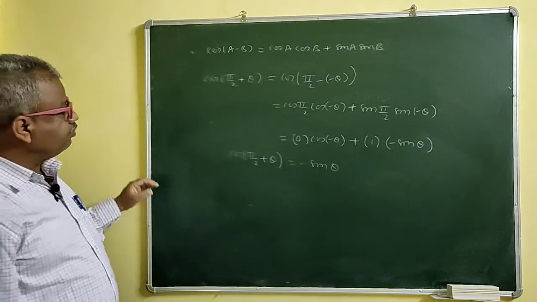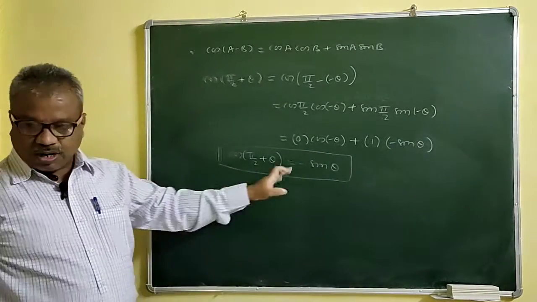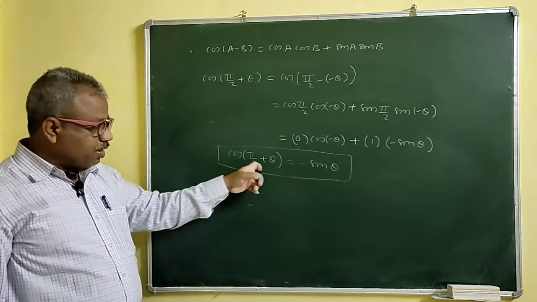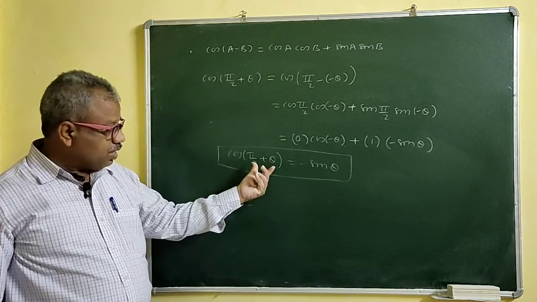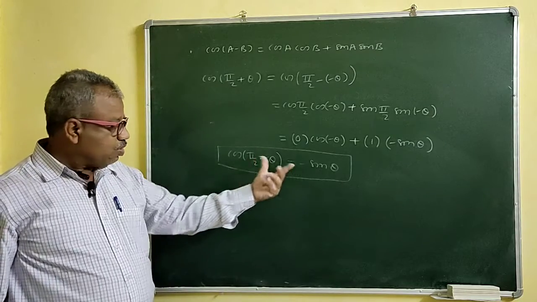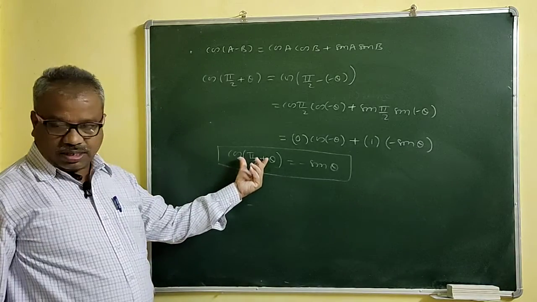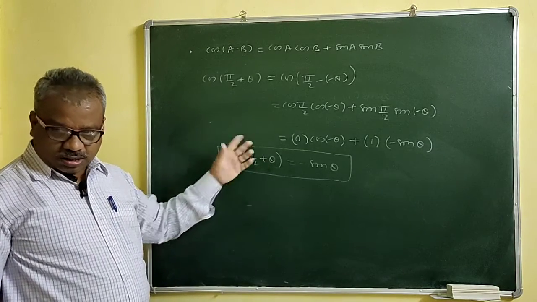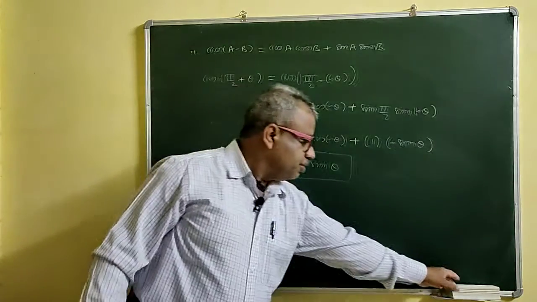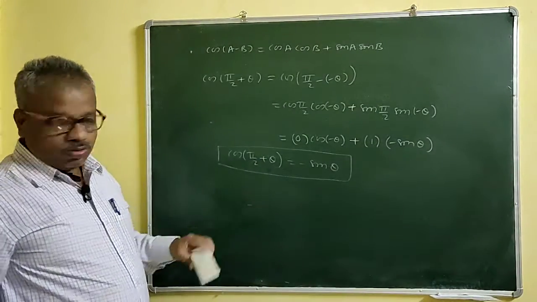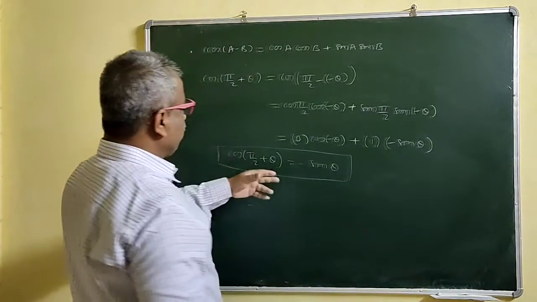For competitive exams, you should remember this. Cos pi by 2 minus theta is just sin theta. But cos of pi by 2 plus theta will not be in the first quadrant; it is in the second quadrant, a different quadrant. So this is minus sin theta. If you don't remember, it doesn't matter, but somewhere you have to apply this.